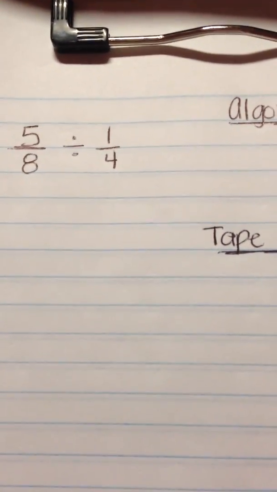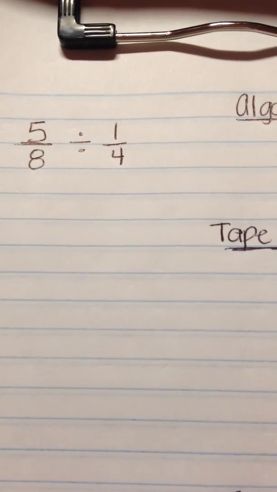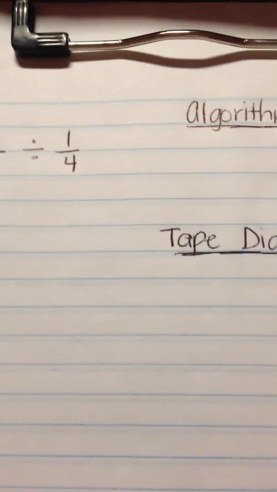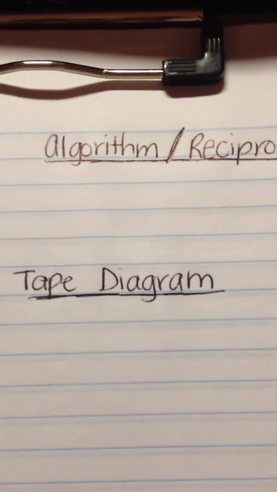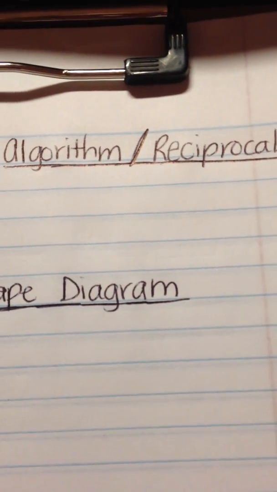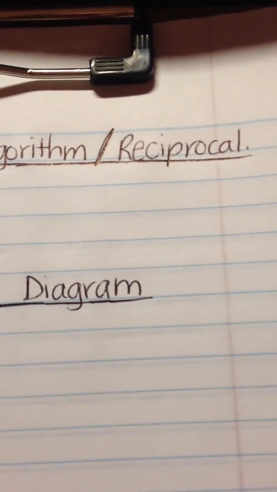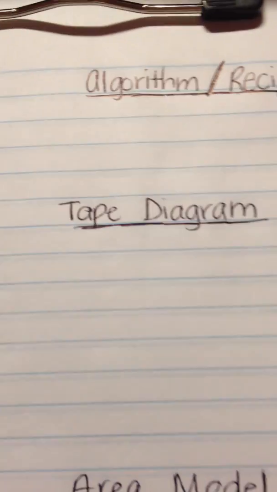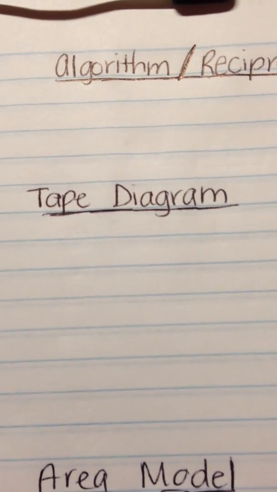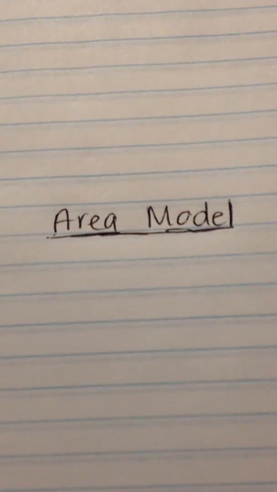We have been learning how to divide fractions. So I will show you how to use 3 different methods to divide this one fraction. First, we would do the algorithm, which is the reciprocal way. Then we would use a tape diagram method. And last, we would use the area model method.